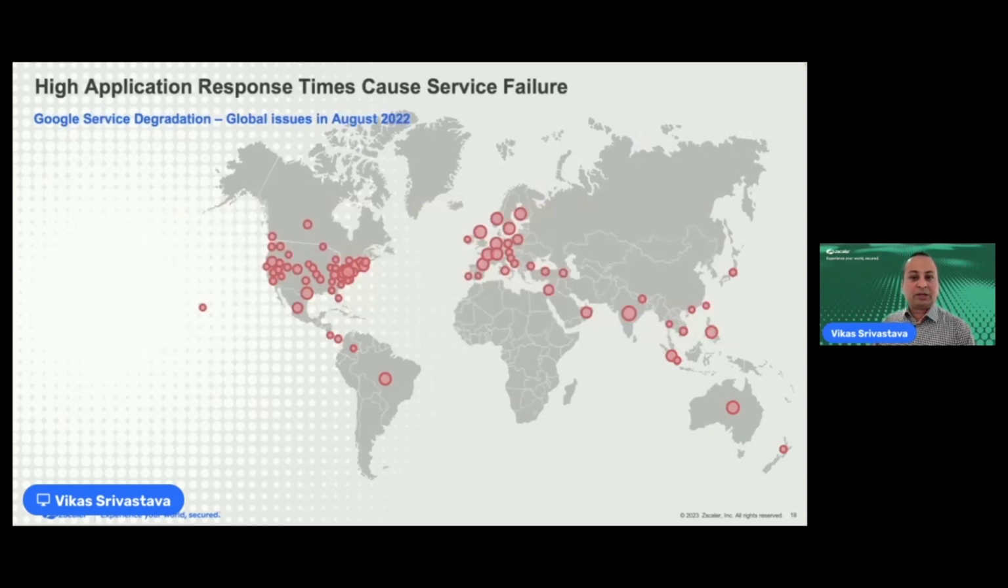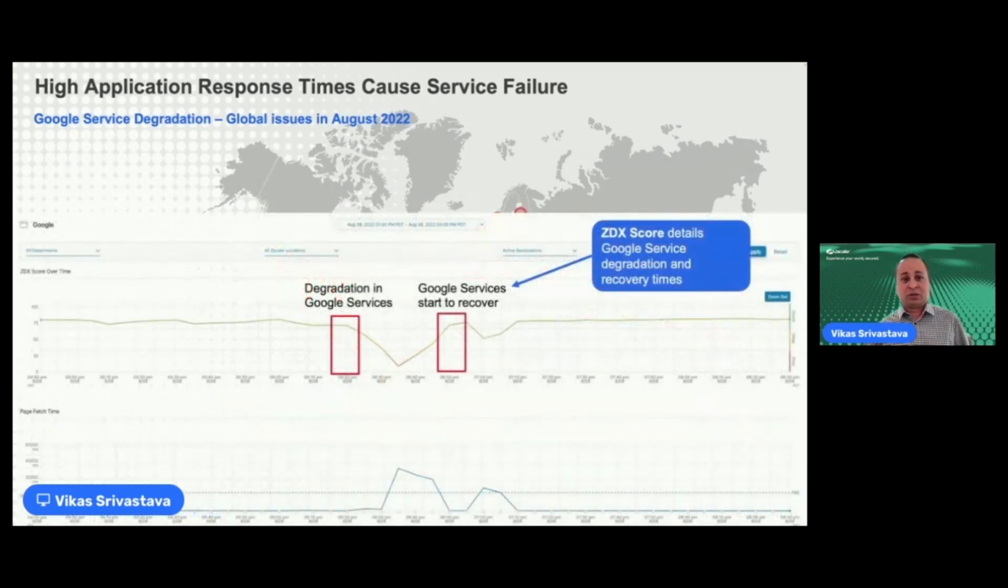And the last one we're going to take a look at today is Google's service degradation. This was in August 2022. Users started complaining about the inability to access Google. The web probes started to show a degradation, again showing when the service started to degrade, when it started to recover, and the entire duration, with exact codes on why the service was unavailable, right?